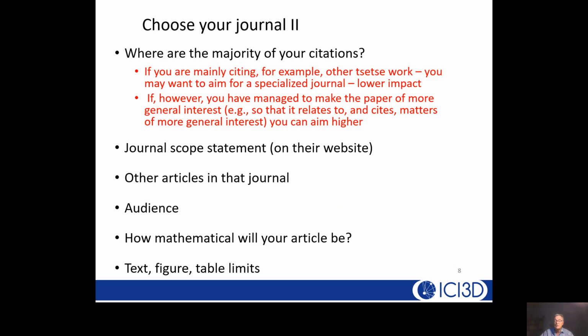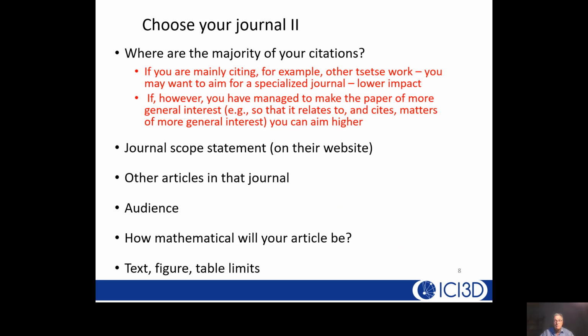And the way that you can actually look at this is to look at the scope statements on their website, and then look at other articles in the journal to see, look, does my article fit in here? Is it as good as these ones? Is it as interesting? And is it on the same sort of subject area as these ones? Then think about, who am I aiming at? Who do I want to actually talk to here? It's all very well writing this paper, but who is actually going to want to read it?